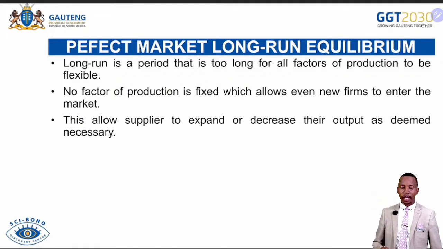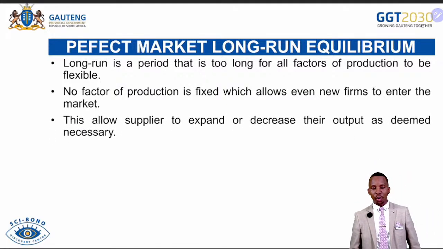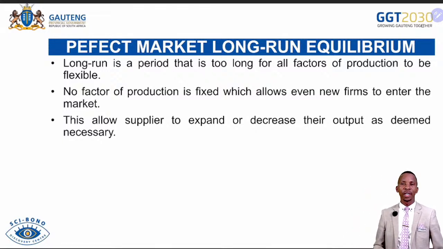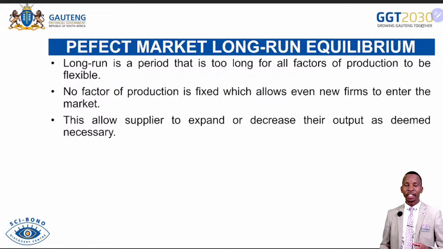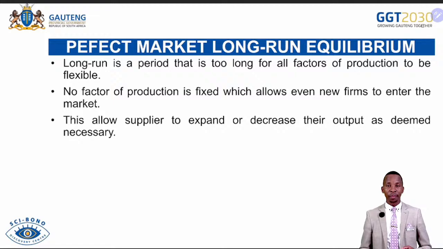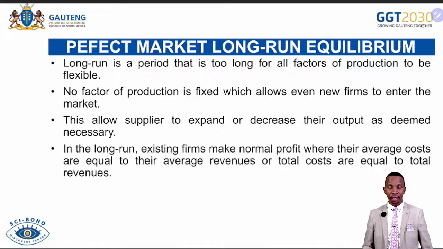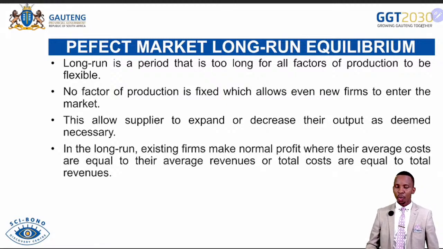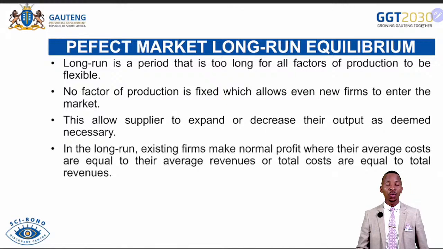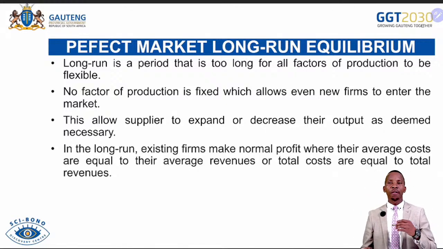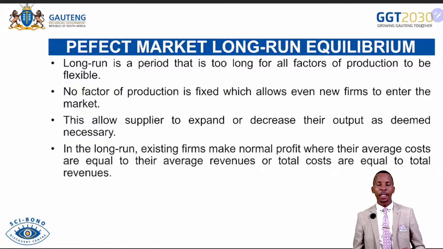This allows suppliers to expand or decrease their output as deemed necessary. Any supplier that is existing within the market has a choice to increase or decrease his or her output based on the conditions. So in the long run, existing firms make normal profit, where their average costs are equal to average revenues, or total cost equals total revenues. We normally say firms under the perfect market make the normal profit.